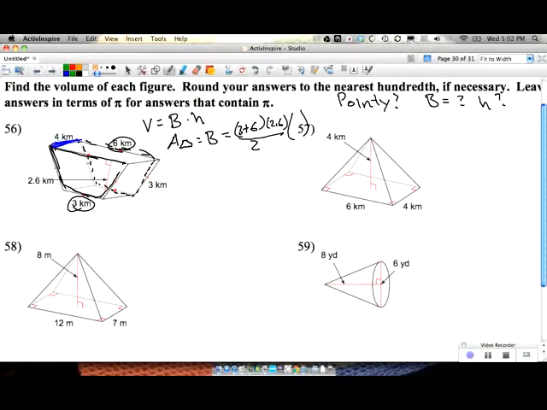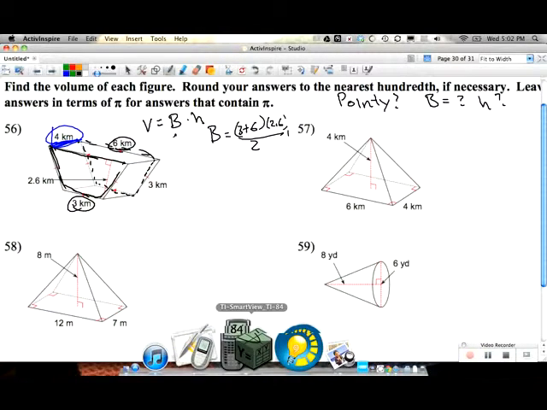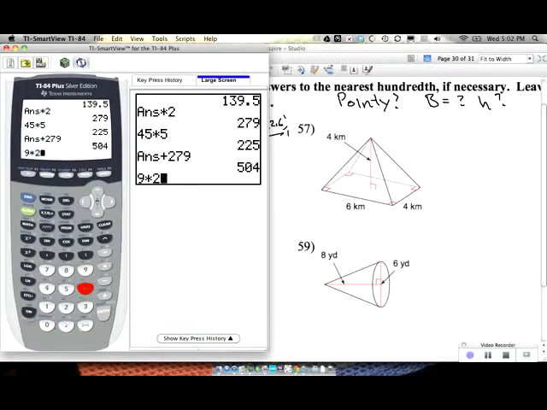So, actually, you know what? Let's erase some of this. Keep it simple. We're just going to do b, and then we'll multiply that by the height. So this is going to be 9 times 2.6 divided by 2. So we've got 9 times 2.6 divided by 2. That gives us 11.7. So 11.7 is our base.